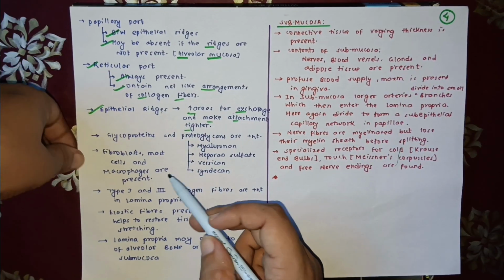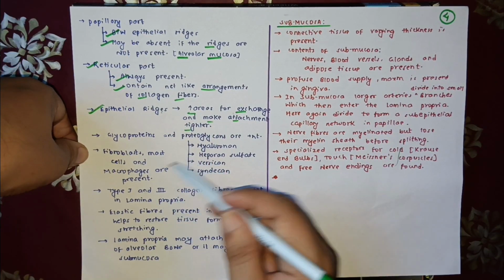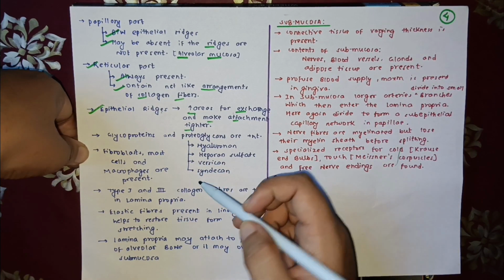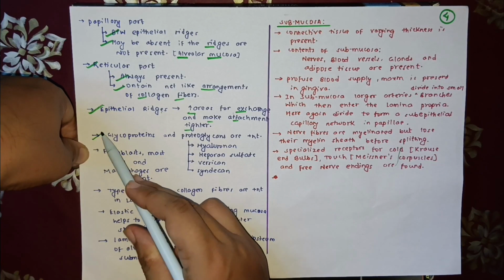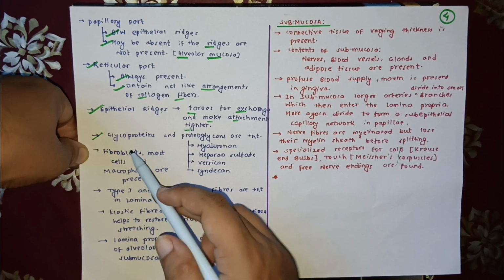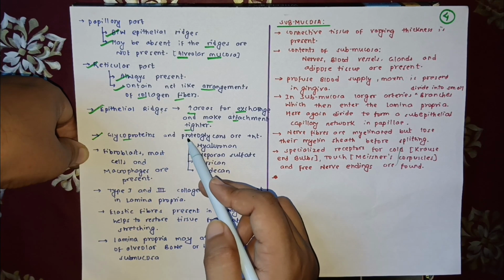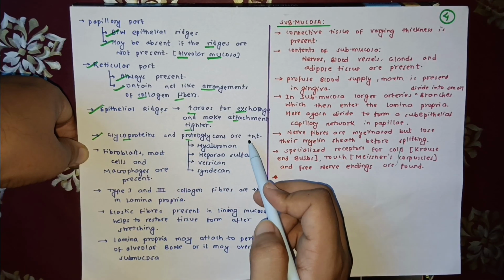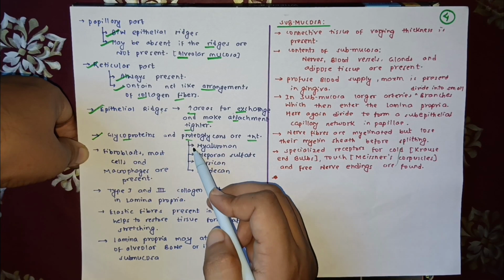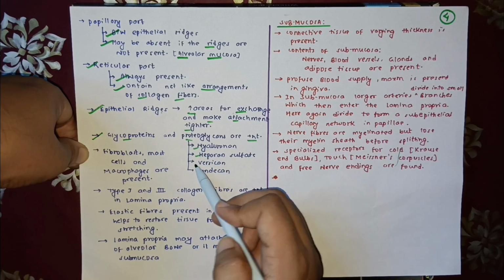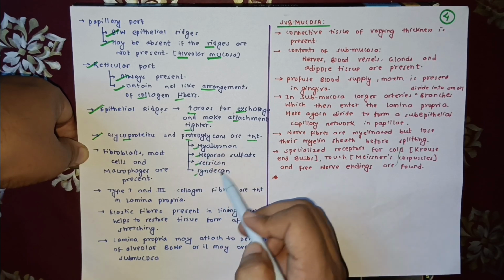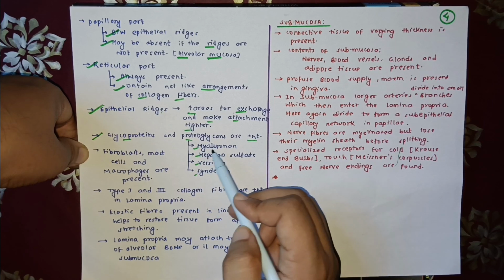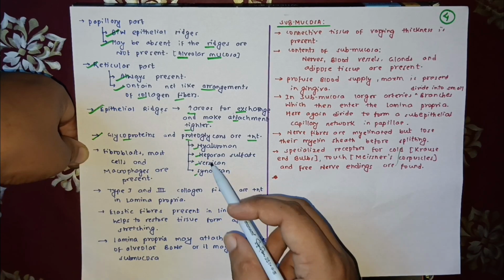And now we will discuss the constituent contents of this lamina propria. The main constituents of the lamina propria are glycoproteins and proteoglycans. They are the major constituents. And among the proteoglycans we have hyaluronan, heparan sulfate, versican, and syndecan. Those are the proteoglycans present in the lamina propria, and you can remember those.